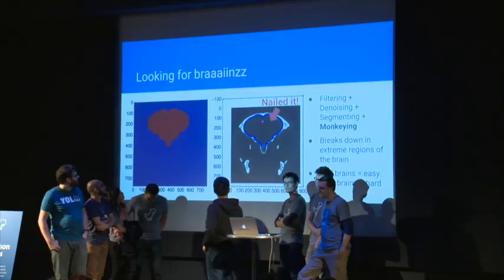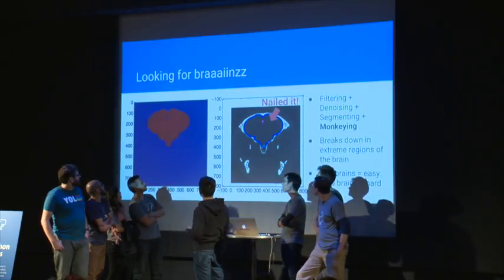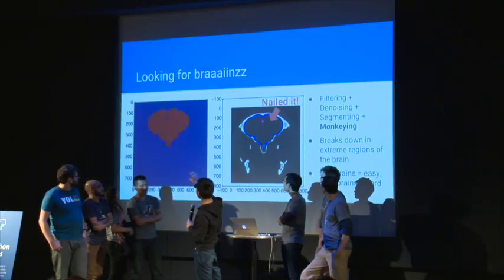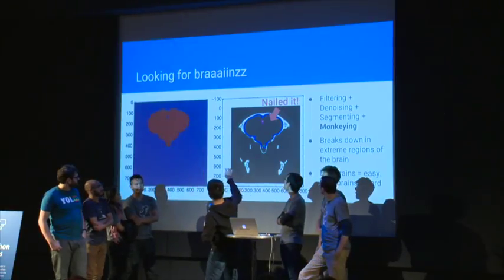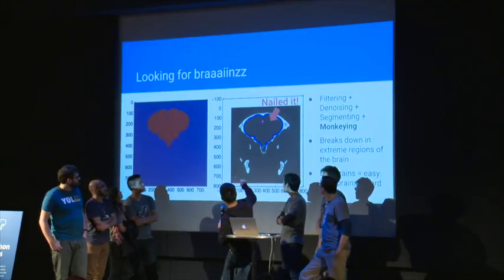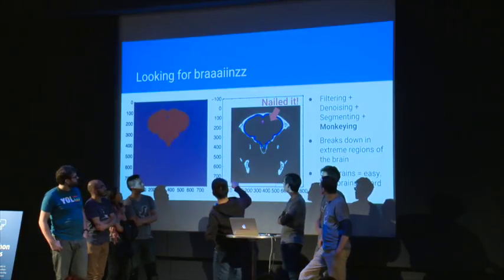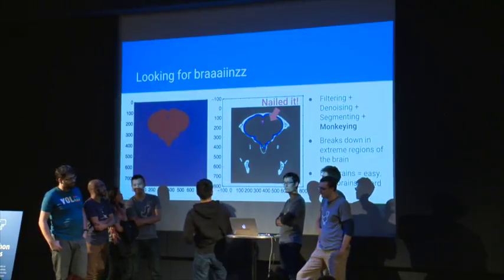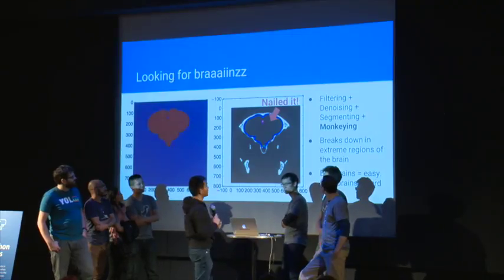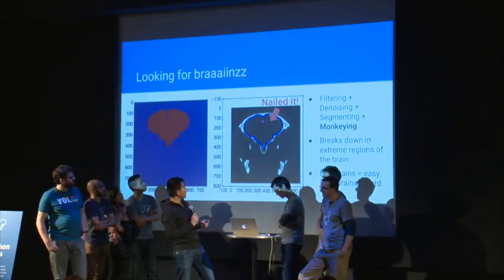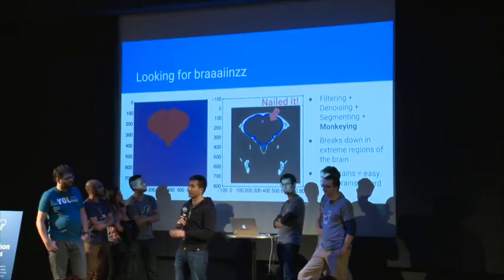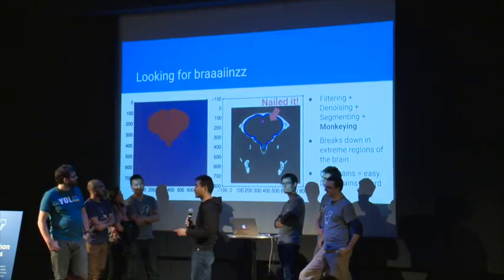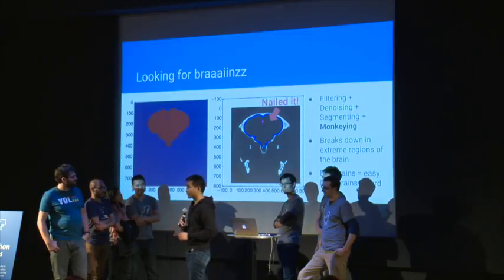All right, so let's take a look at some of our results. On the left, you can see what we've identified as the brain, and on the right, we can see the original CT scan image. That outline is where we've identified the brain to be. So we've found it. The way we did it was a bit of filtering, denoising, a little bit of segmenting, and a lot of monkeying. If you have no idea what those terms mean, neither do we. We are not computer vision experts. There's quite a bit of monkeying and tweaking until we get the parameters just right.